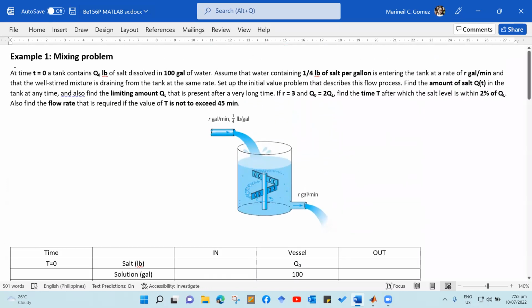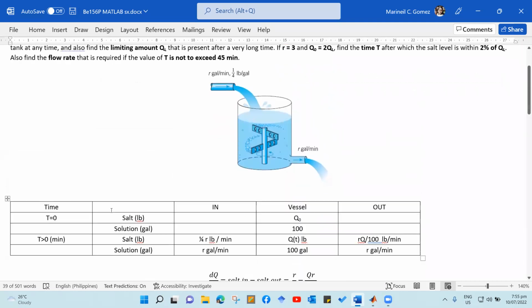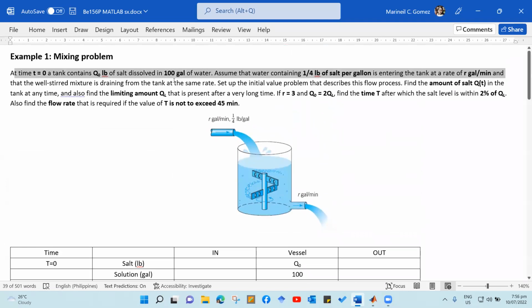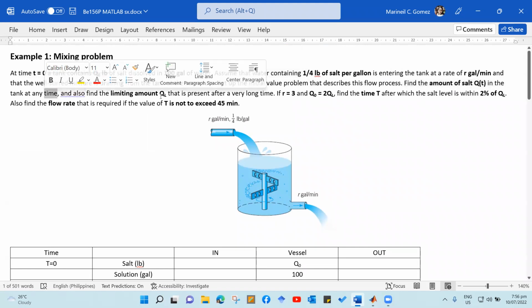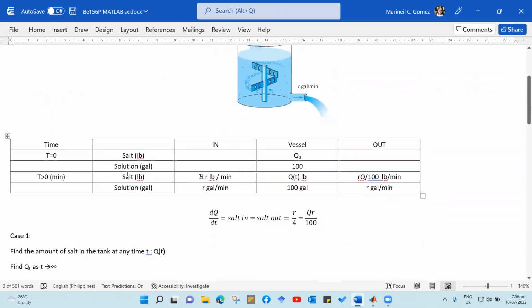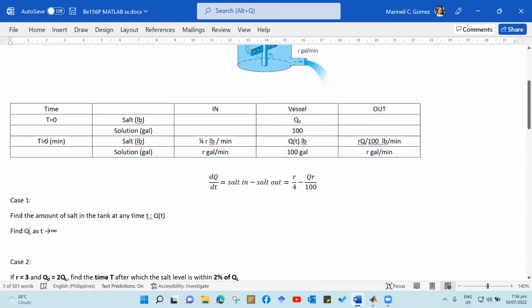We have now set up the equation and the values that we need, and we want to find the amount of salt in the tank at any time, so Q of T, and find the limiting amount QL. What would be the value of Q as T approaches 100? So Q approaches what value as T approaches 100? So let's look at MATLAB.